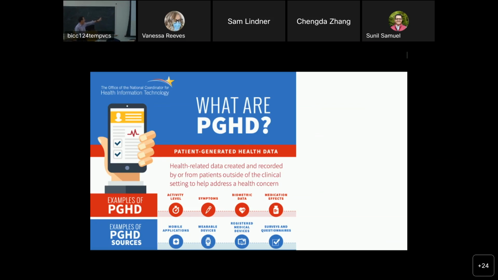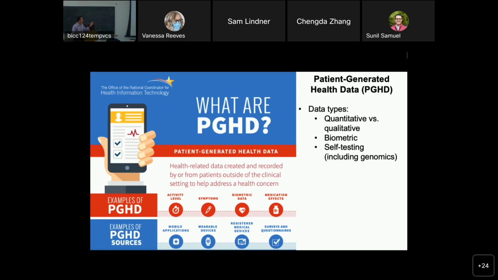And this is from the Office of the National Coordinator for Health IT. So all these different examples, there's quantitative, there's qualitative data. There is biometric data, there's self-testing data. So that's a really interesting thing too, right? Which is that, you know, it's been a long time now, right?